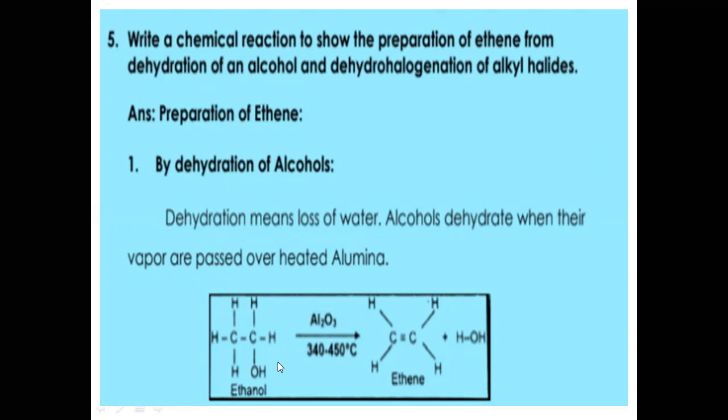And if you remember, again I told you that hydrogen from one carbon atom and hydroxyl from the second carbon atom will be eliminated in the form of water, and this alumina will help in this elimination, and these two carbon atoms in turn will make a double bond. So that is the method of how to convert an alcohol into ethene by using the dehydrating agent. By using the dehydrating agent, we remove water from the molecule.